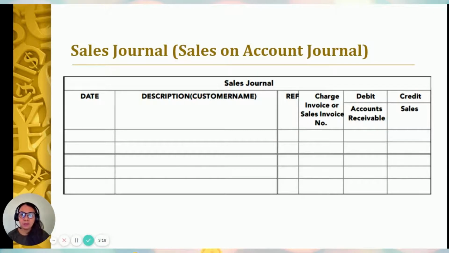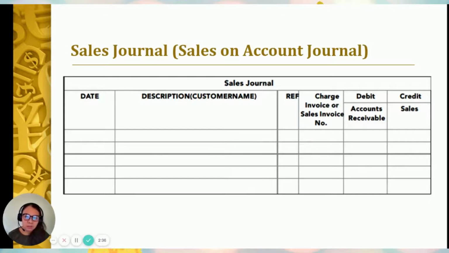There's, of course, the column for the date. This is where we record the date of the transaction. And also there's a column for the description. We can put the customer name to give a brief explanation of the transaction. And also, we still have this reference column. Remember that when we record a transaction in the sales journal, initially, the reference column should be left blank. We're going to be using this only when we transfer the information to the ledger account. This column is going to be used in later recording.